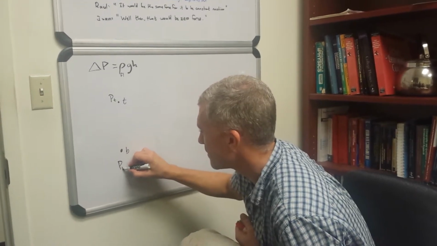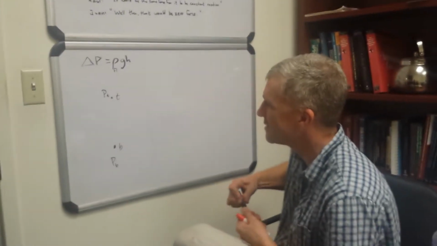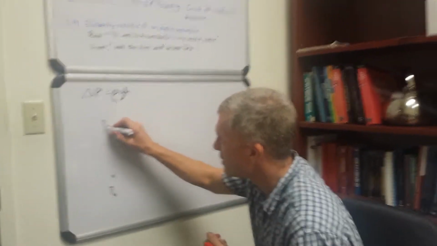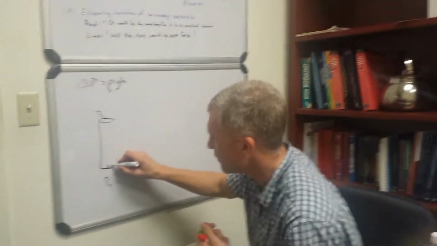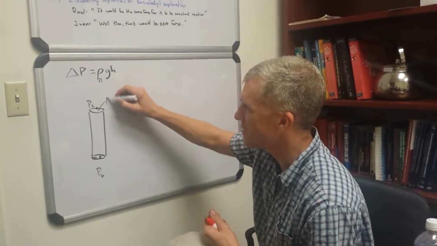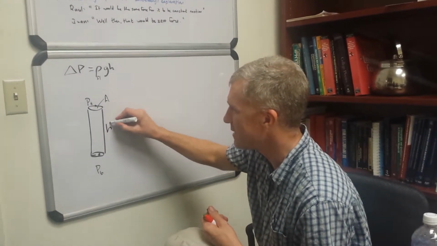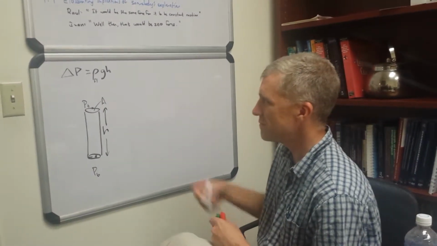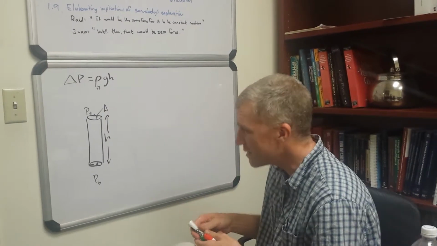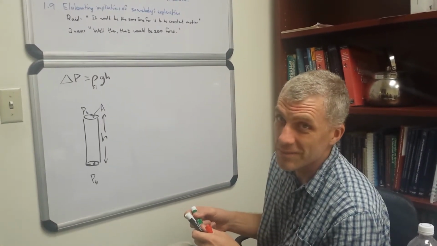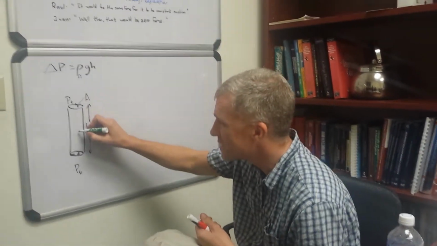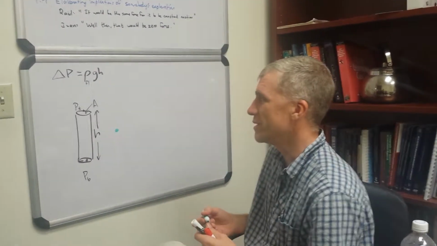The way you understand where this comes from is to look at some random column of fluid. This column has a cross-sectional area A and a height h. Now, to understand why it comes out like this, you basically draw a force diagram for the column of fluid. So, what are the forces acting on this column of fluid?